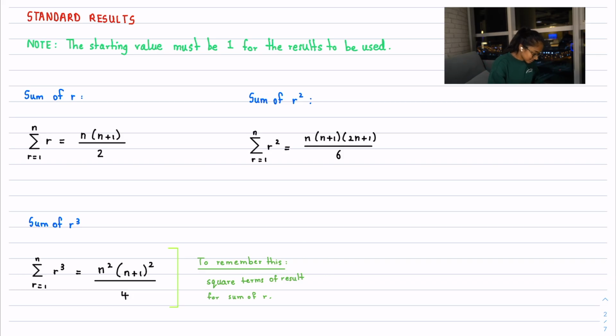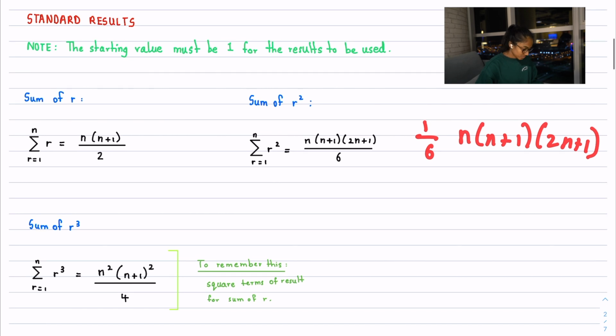So the first one is the sum of r. It will be n, open brackets, n plus 1, close brackets, all that divided by 2. It can also be written as half n plus 1. I don't want you to get confused, because in some papers they'll give it to you in a different form, and you'll be like, oh my god, what is that? But it's the same thing.